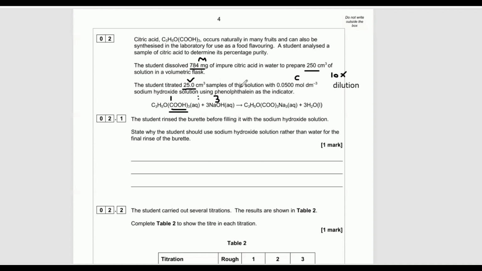Oh yeah, I'm probably going to need to do a mole calculation. Oh, I might have to do a mass conversion. Oh, there's a dilution, so I'll probably have to times up. Oh, the ratio's 1 to 3. You should be taking all of this in as you're reading through the question.